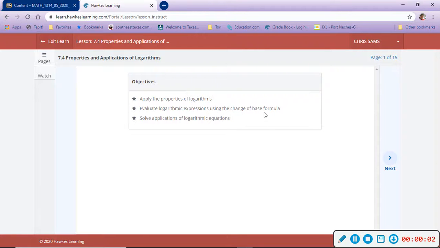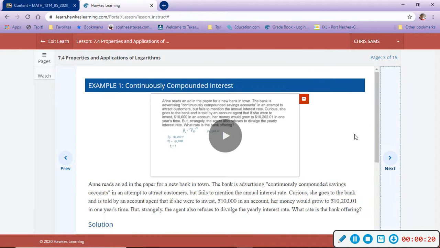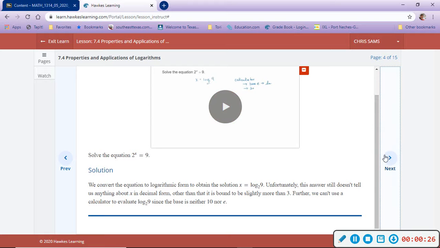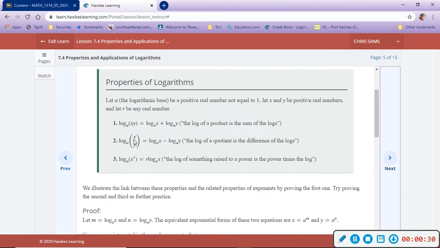Okay, so this is section 7.4. We're going to be using the properties of logarithms to solve and simplify expressions. I just want to go over a few things in this section. We have a shorter assignment here, and so I just want to point you to the things that are important. So here are a few examples, but this is what I want to look at.